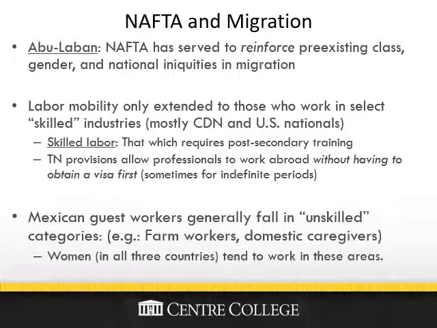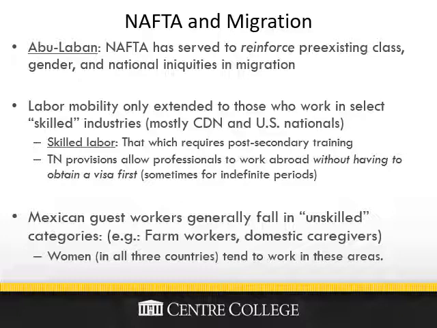So how has North America's migration regime changed under NAFTA? What kind of changes did NAFTA foster in terms of the migration of citizens between the three countries involved, Canada, the United States, and Mexico? According to the chapter we read for today, NAFTA has merely served to reinforce pre-existing class, gender, and national inequities and inequalities on migration in terms of unequal access to legal migration.